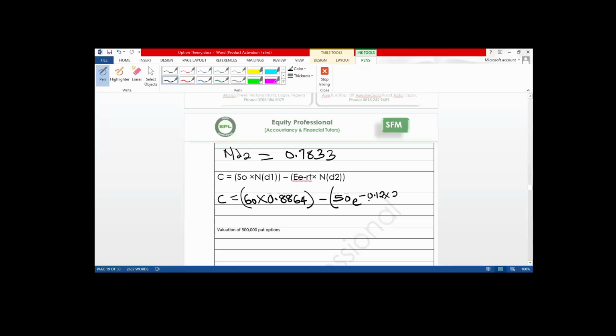Please note, if you have two numbers, you are going to put it in bracket when you get to your calculator. A student will ask me, why do I need to put that bracket? Calculator will take it as 1. If you do it individually, calculator will change the answer for you. Then multiply by ND2, 0.7833.